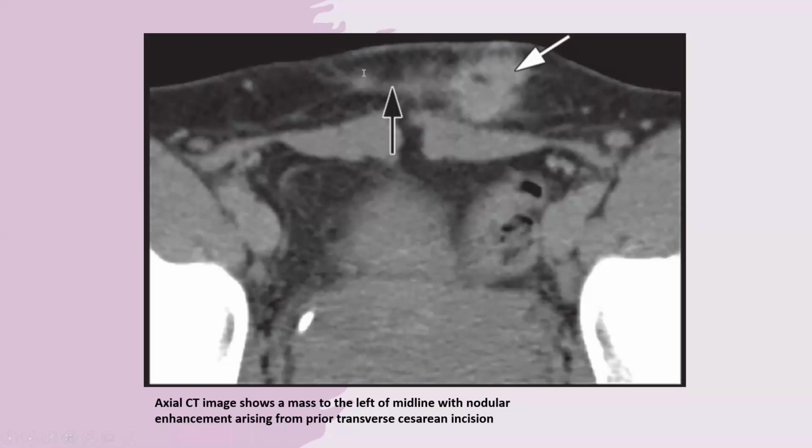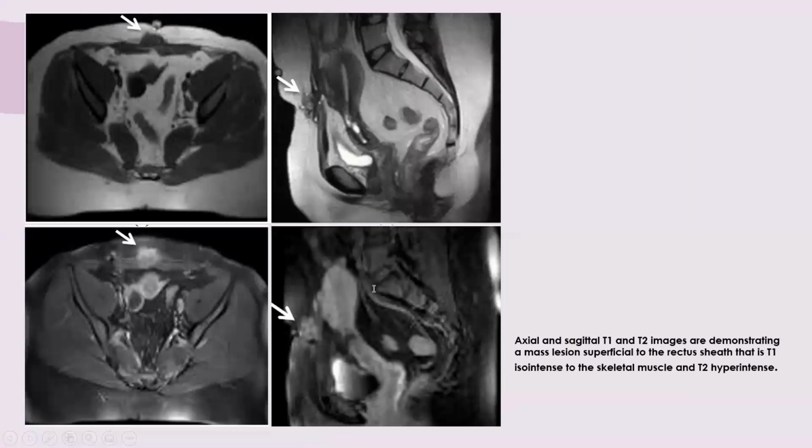By MRI, axial and sagittal T1 and axial and sagittal T2 images demonstrate a mass lesion superficial to the rectus sheath that is T1 hypointense and T2 hyperintense in signal intensity.